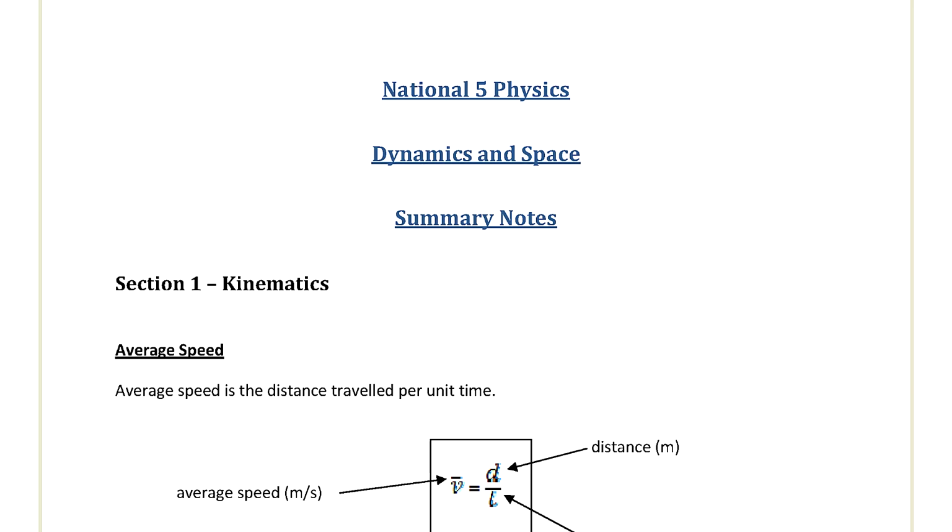So the first thing we need to do is check, has your child got the correct notes for this particular topic? You could do that by asking to see their notes jotter. If the notes are missing, however, you can go to the Glow page where all the class notes are saved. It's filed in a simple order, dynamics and space, and then you can see the file names.